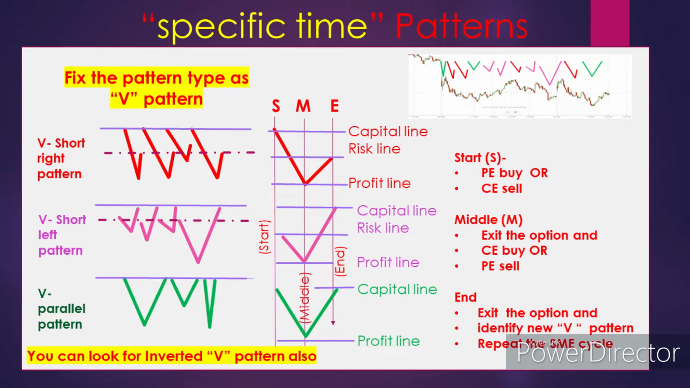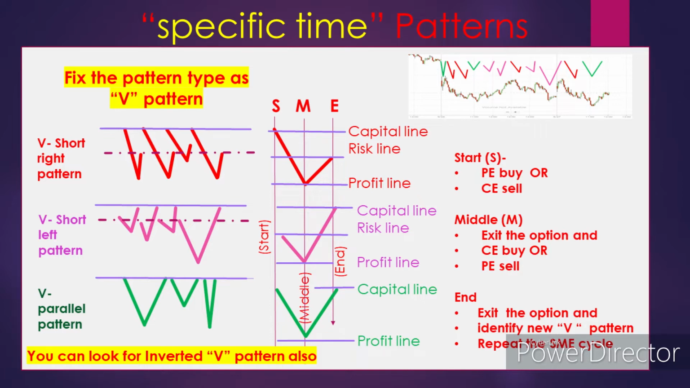Let me be very precise. The S starts with the capital line, then falls down to the profit line and reverses back to the risk line, or stretches up to the capital line in the case of a parallel pattern. This will enable the investor to gain 1.5 to 2 times extra profit compared to the conventional options trading approaches.